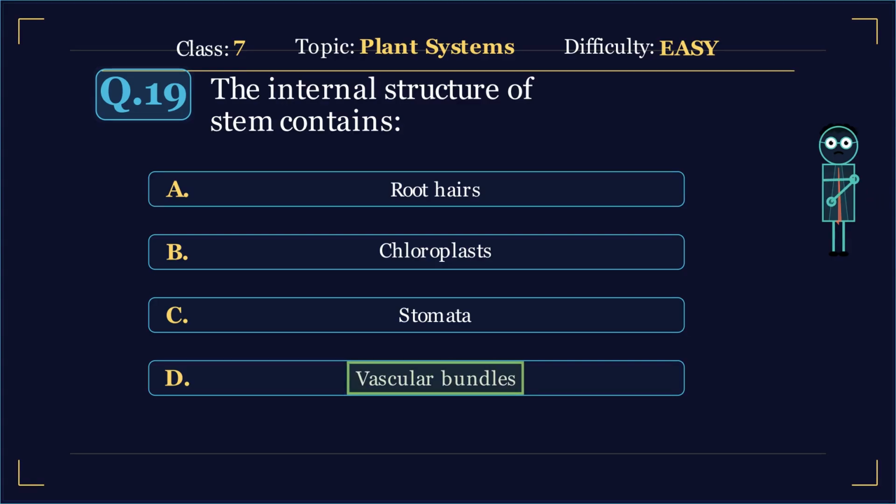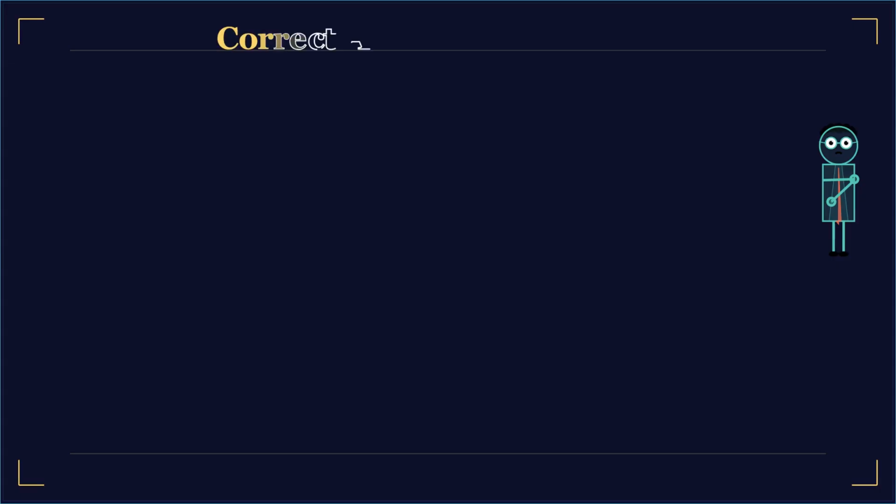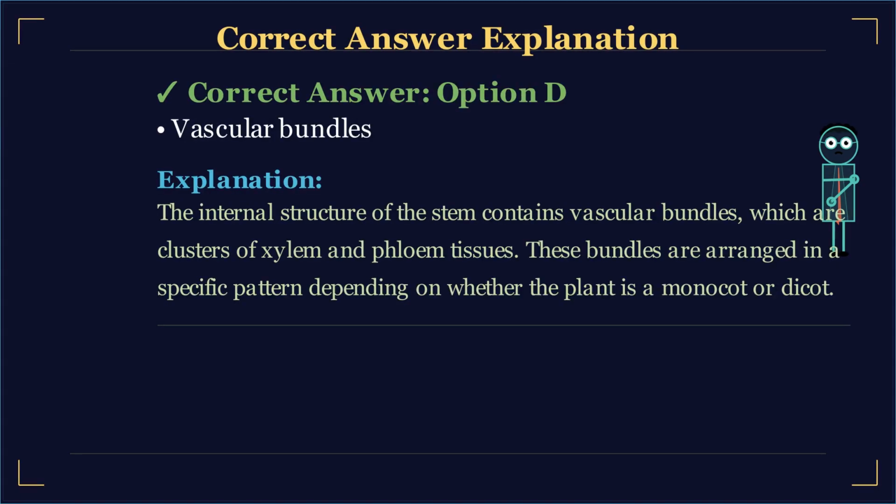The correct answer is option D. Here's the explanation for the correct answer. The internal structure of the stem contains vascular bundles, which are clusters of xylem and phloem tissues. These bundles are arranged in a specific pattern depending on whether the plant is a monocot or dicot.